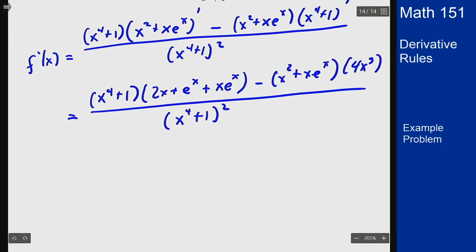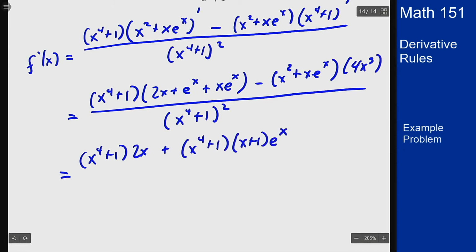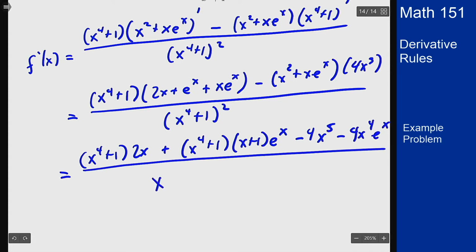On the top, what I will see is this becomes an x to the fourth plus 1 times a 2x, plus an x to the fourth plus 1 times an x plus 1 times an e to the x, because this e to the x plus x e to the x becomes x plus 1 times e to the x. And then I will have a minus the x squared times the 4x cubed, which is a minus 4x to the fifth. And then I will see a minus 4x to the fourth e to the x. And the bottom here expands to be x to the 8th plus 2x to the fourth plus 1.